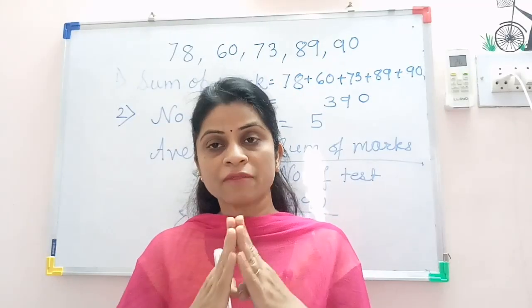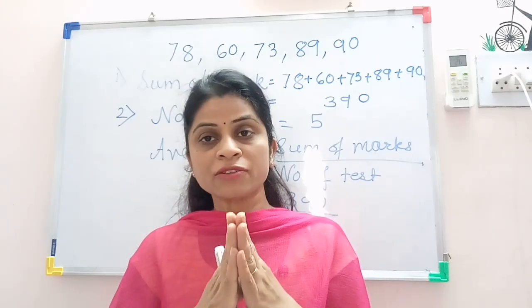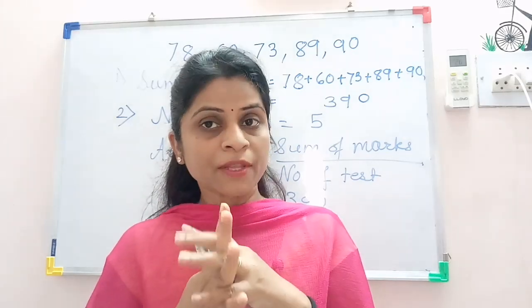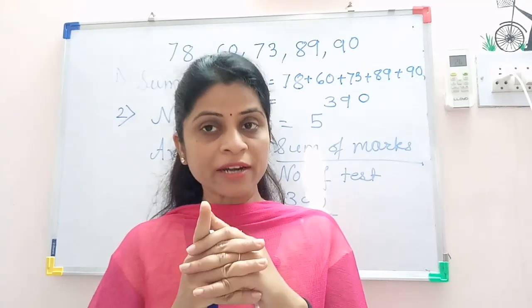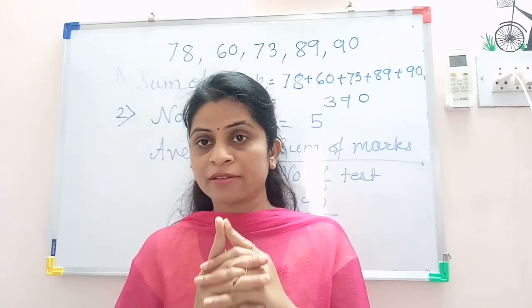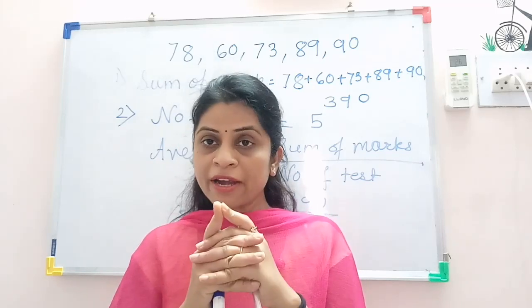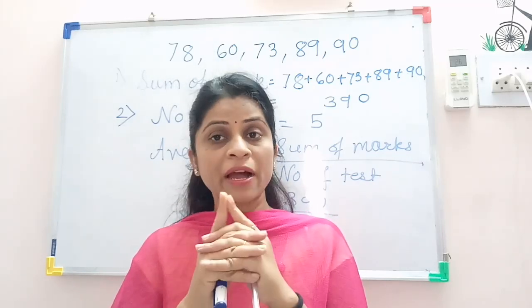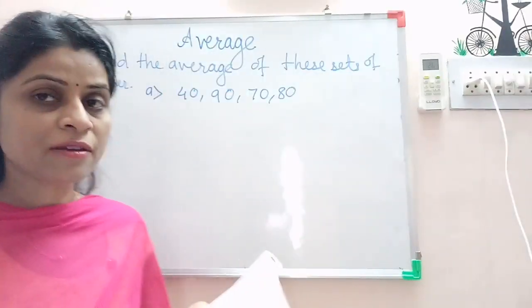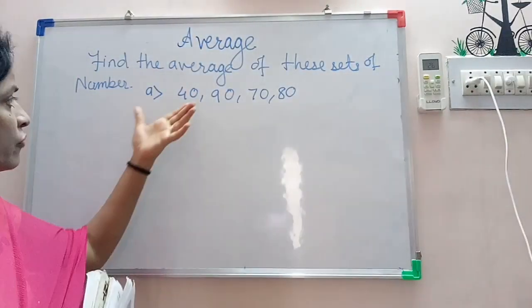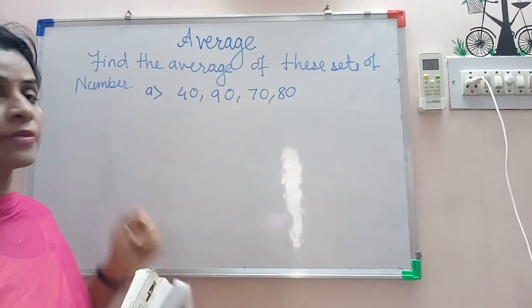From this, we come to know that to find the average of the quantities in a group, we have to do 2 steps. Number 1, we have to add all the quantities. Number 2, divide the sum by its number of quantities. We will get the average. Let's see one more example of how to find the average of this set of numbers.